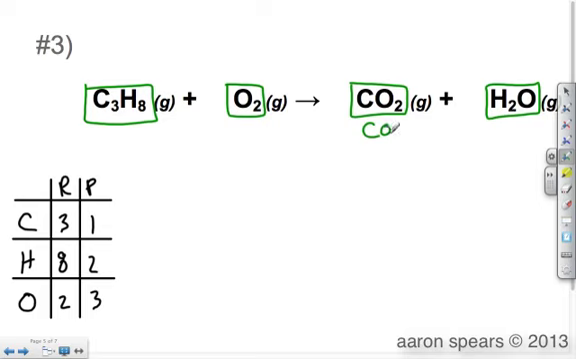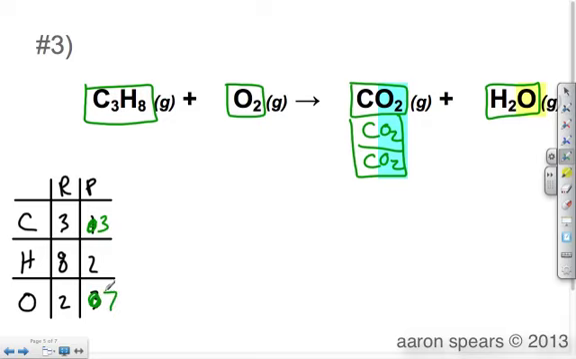So I'm going to add 2 more carbon dioxide molecules so that I can have a total of 3 carbons on the product side. However, when I add boxes of carbon dioxide, I not only add carbon atoms, I also add oxygen atoms. So readjusting my list to account for this extra oxygen, I now have a total of 7 oxygen atoms on the product side.